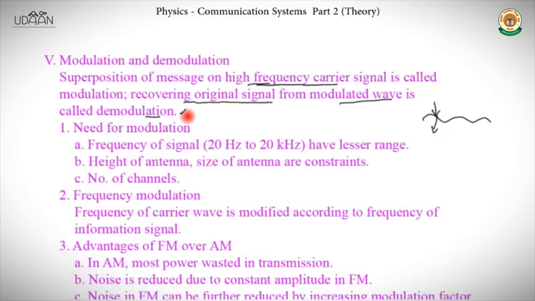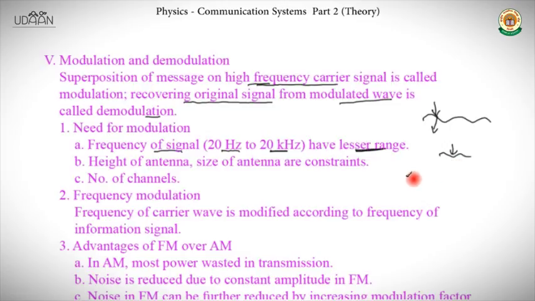So what is the need for modulation? The first is the frequency of the signal. The frequency of the message signal is 20 hertz to 20 kilohertz, especially referring to voice, music and all that, the things that we can hear with our ears. So this has lesser range because this frequency is fairly low. If you transmit at that, there will be too much power loss, and a lot of noise might enter into this.